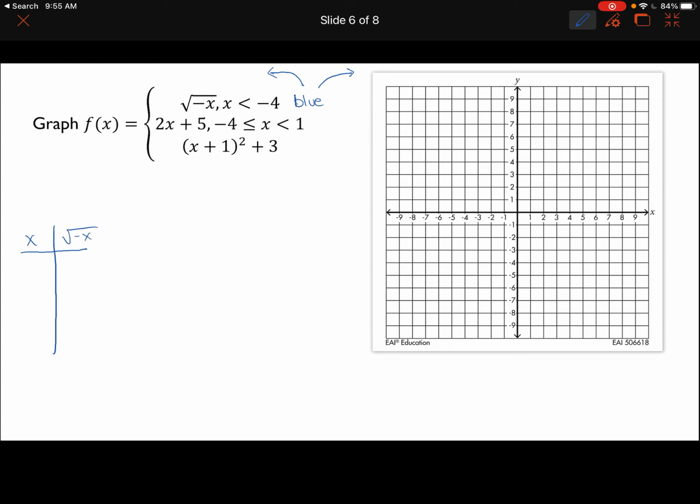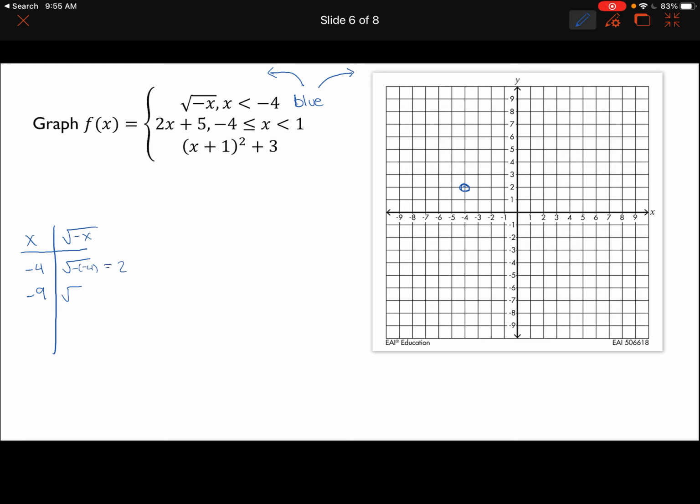So the values of x that it makes sense to choose are, first, you should always use that -4. So if x is -4, you have the square root of -x, which is the square root of 4, which is going to be 2. So when x is -4, we get a value of 2, but we're going to put an open circle because there's no equal bar. And the next value you should choose should be a number that's a perfect square. So we're going to use -9.